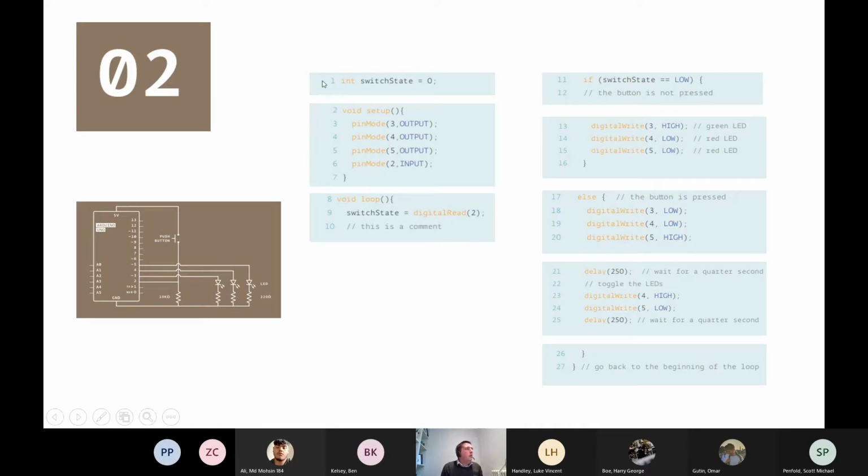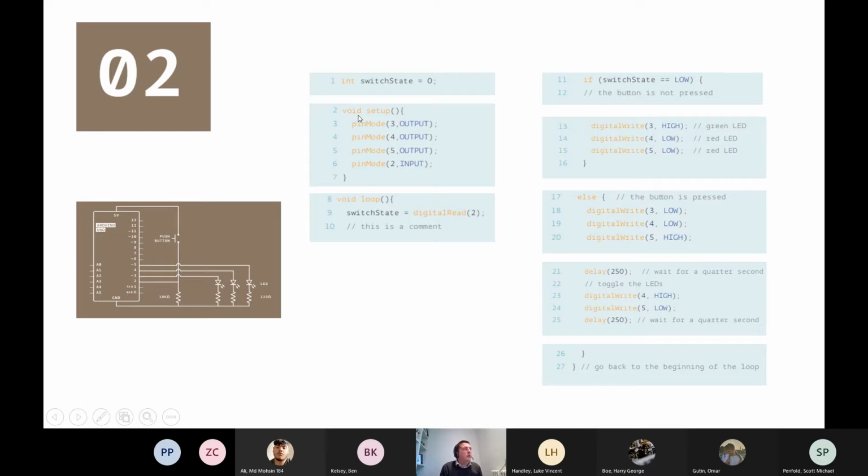So this row 1, int switch state equals 0. For now, let's just forget about that. It's a part of the setup where we define things that we're going to want to talk about later on. But I'm less worried about that.